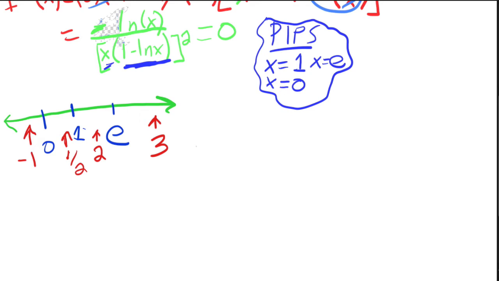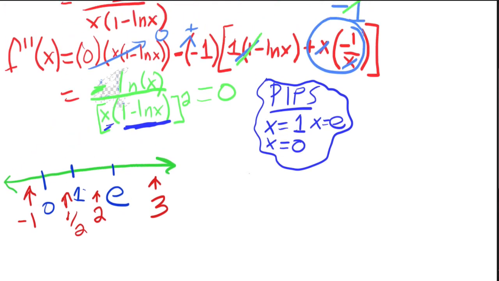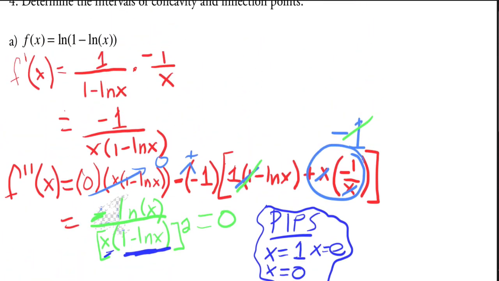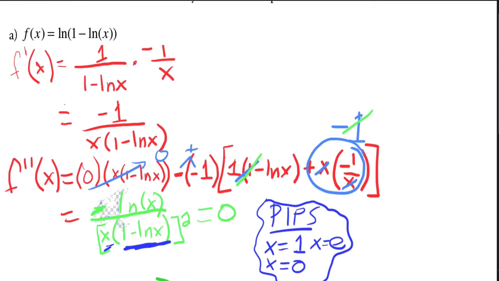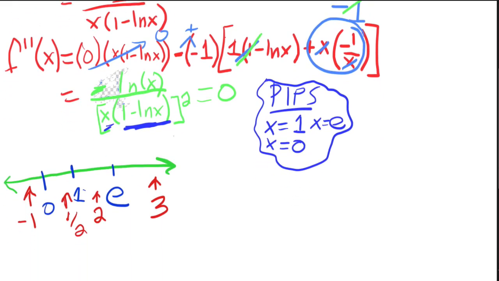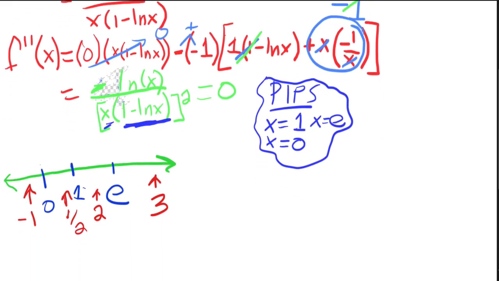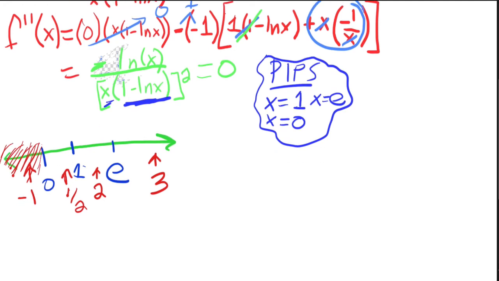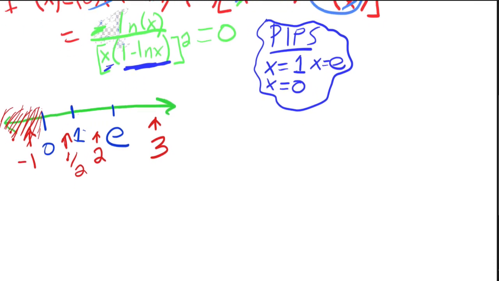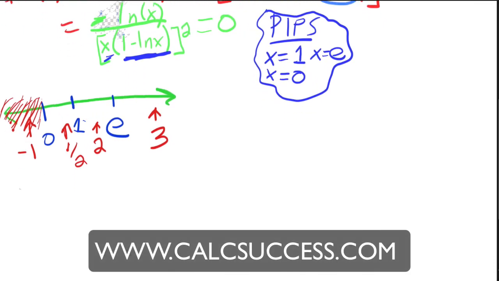Now, notice that my original function is not defined for values of x less than 0. And so this guy is just not in the picture at all. My function isn't even defined here, so I don't even have to worry about that. And even if I try to plug it in, I just get nonsense. Okay, so let's try to plug in 1/2.